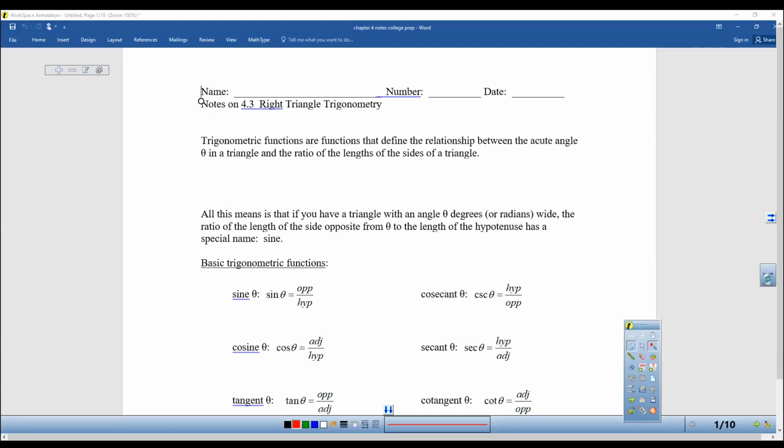Everyone, and welcome to Precalculus. Today we are going to start with section 4.3. We'll come back to 4.1 and 4.2 and learn about right triangle trigonometry.